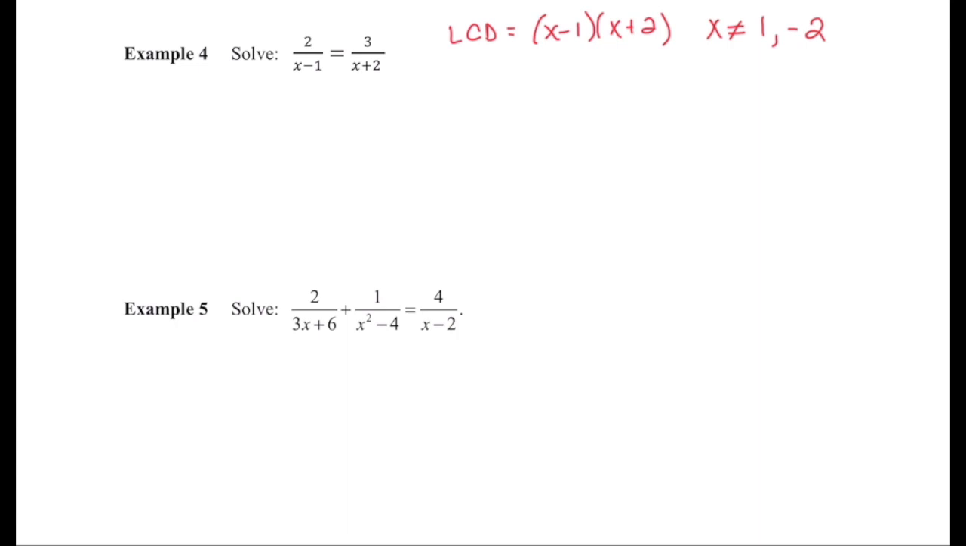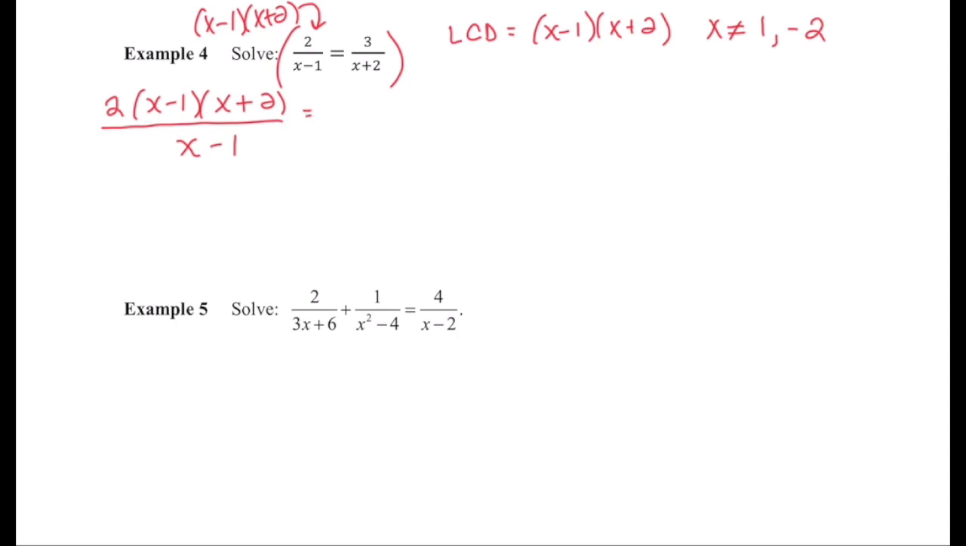So now I'm going to multiply each numerator, each part, by x minus 1, x plus 2. So I'll have 2 times x minus 1, x plus 2 over x minus 1. We'll do the same to the right-hand side, so 3 times x minus 1, x plus 2 over x plus 2.